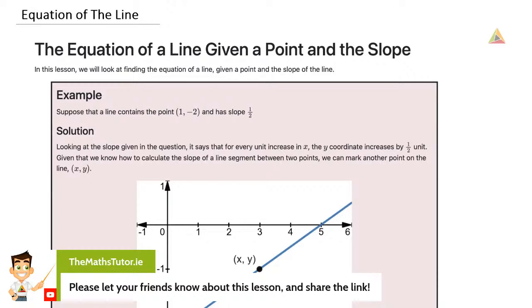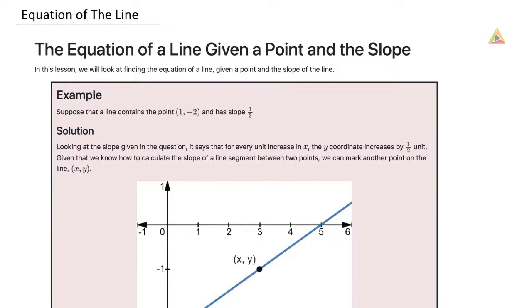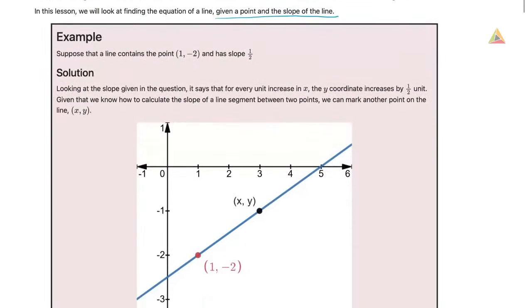Okay, so the first thing there, in this lesson we'll be looking at finding the equation of the line given a point and the slope of the line. So we need those two things. We need a point and we need the slope. So the first example there, suppose that a line contains the point 1 and minus 2.